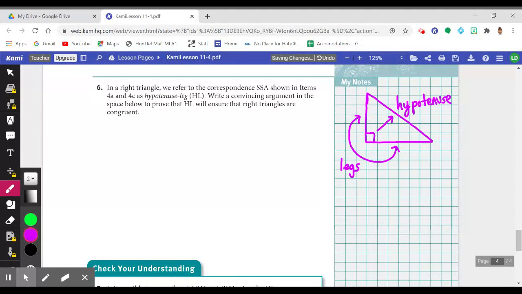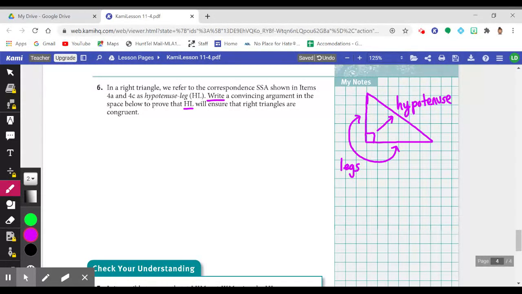So we're suggesting here that if the hypotenuse of one triangle is congruent to the hypotenuse of another, and one of the 2 legs is congruent to the corresponding leg on the other right triangle, then the 2 right triangles are congruent, and we're referring to it as hypotenuse leg. So our task in item 6 is to write a convincing argument in the space below to prove that hypotenuse leg will ensure that right triangles are congruent. So we're going to create a very interesting argument using the fact that these are right triangles to provide justification that hypotenuse leg is a valid congruence criterion.